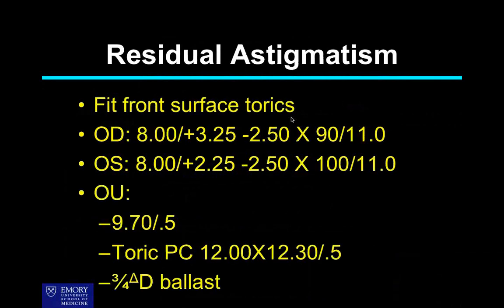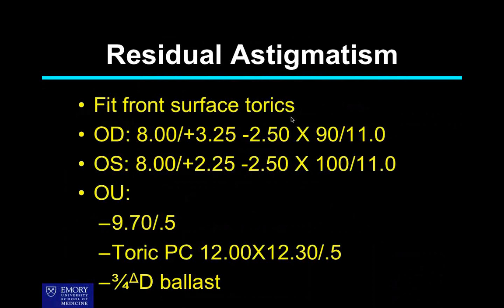Now here's where your laboratory consultants can be quite helpful. So you can take the information, you can refit them if you want to, or just call that in, and your consultant can take that information and design these for you. Here I put in toric PCs, some prism ballast. Now the amount of prism ballast, because it's a front surface toric, so we're putting cylinder on the front surface of this corneal GP lens.